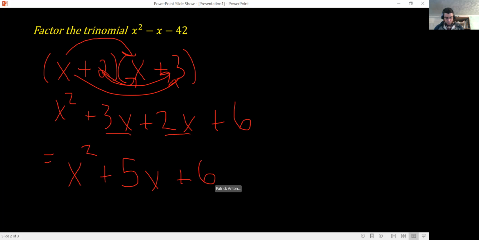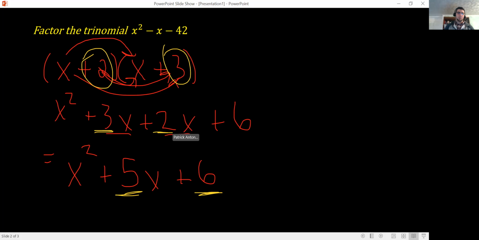Now, what I want to draw your attention to is that this 6 came from the product of the two constants, and the 5 came from the sum of the outer and inner terms. And so those are both made with 3 and 2. Notice when you multiply 3 and 2, you get the 6, and when you add the 3 and 2, you get the 5. So that's always going to be the case when you're factoring a trinomial where the leading coefficient is 1. When I say the leading coefficient is 1, I'm talking about the number in front of the x squared.